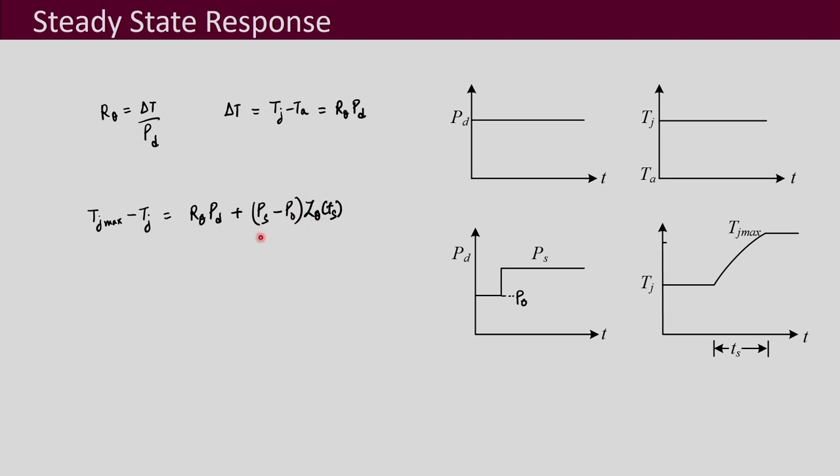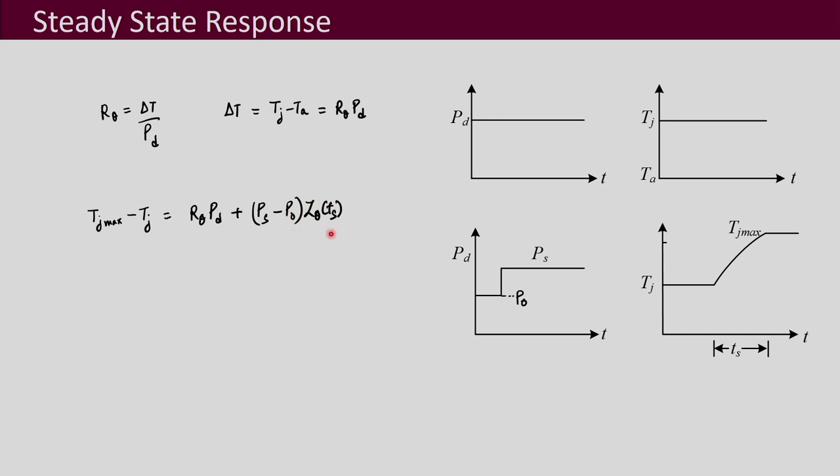So, what we see here is that this part is the temperature rise, which is transient in nature, and this part, R theta PD, is the steady state part. Finally, when it is in steady state, this R theta PD is the temperature that will be obtained.